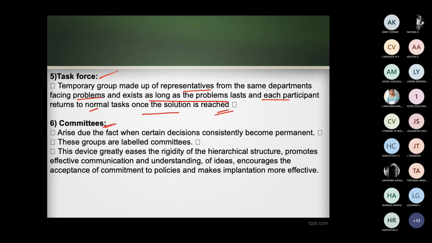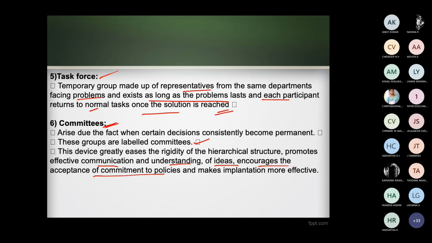Then committees arise when certain decisions consistently become permanent. These groups are labeled committees. This device gently eases the rigidity of the hierarchical structure, promotes effective communication and understanding of ideas, and encourages the acceptance of and commitment to policies. Like this, you make committees.